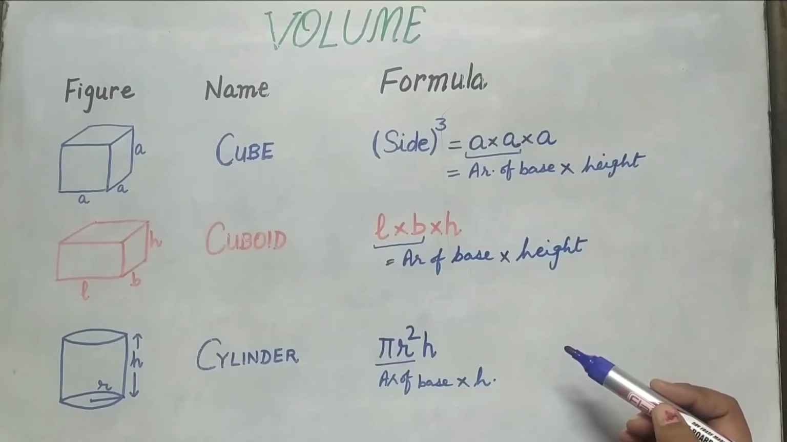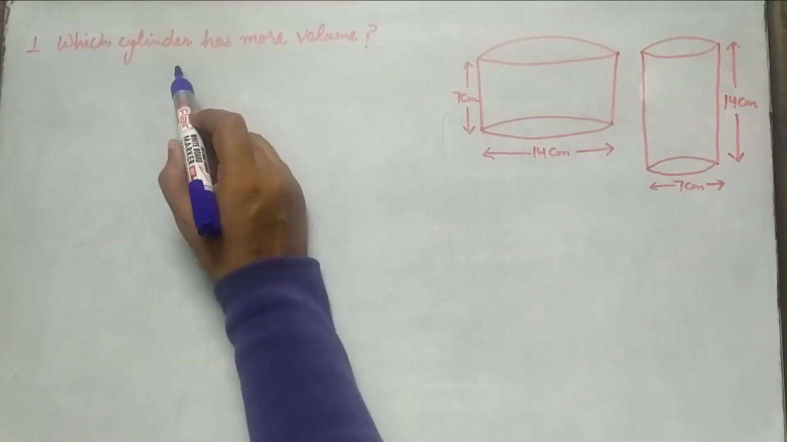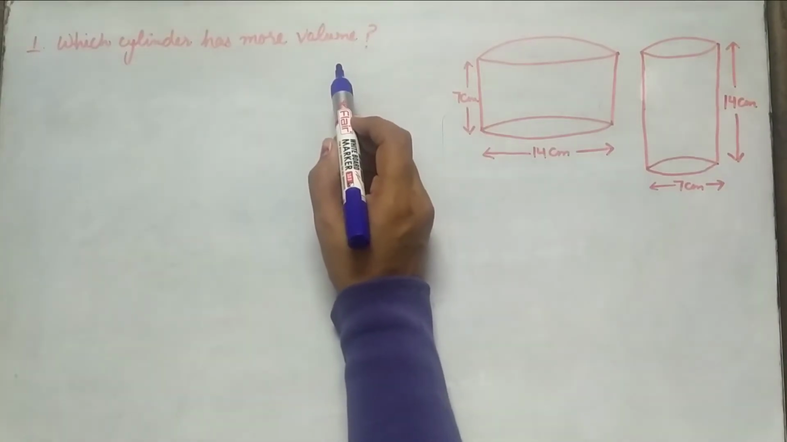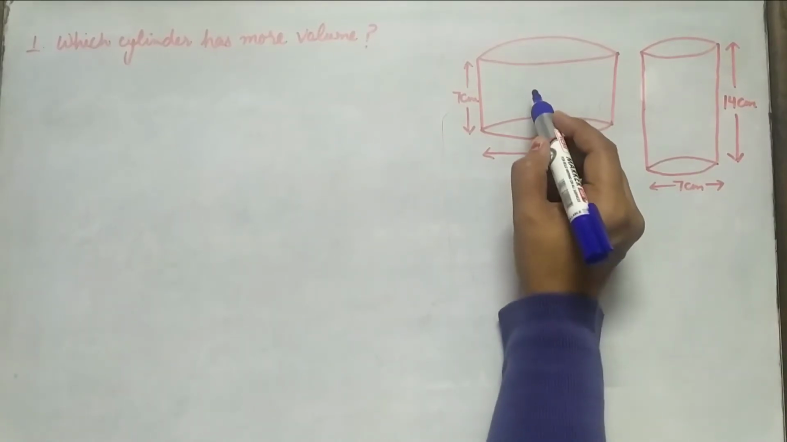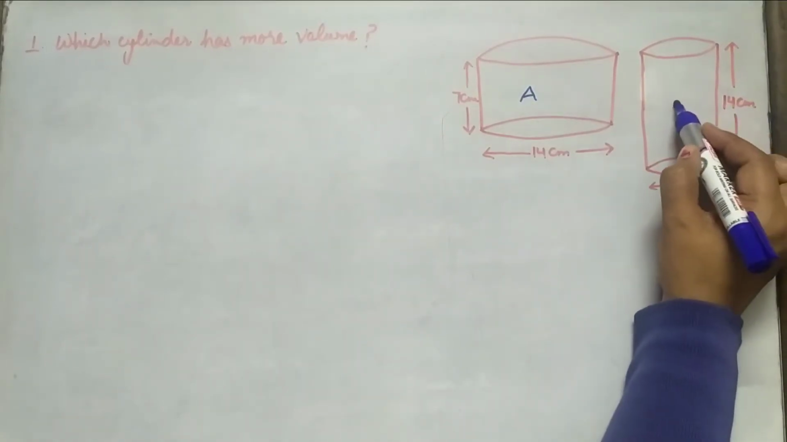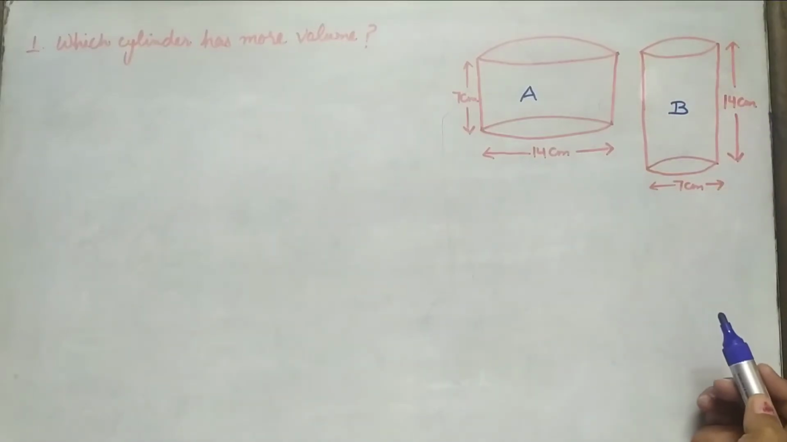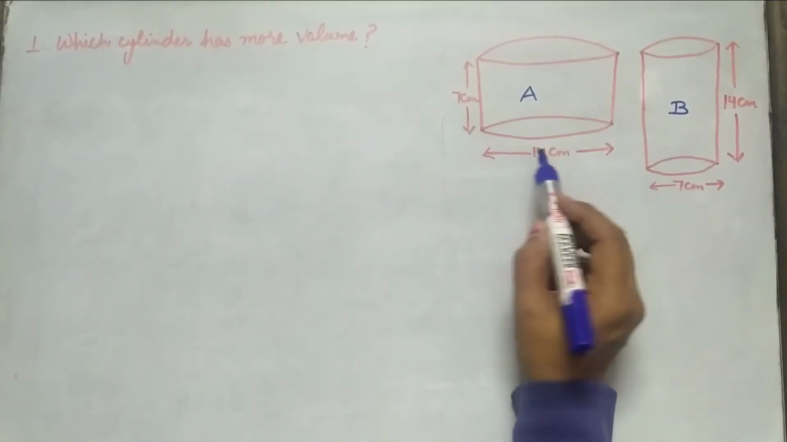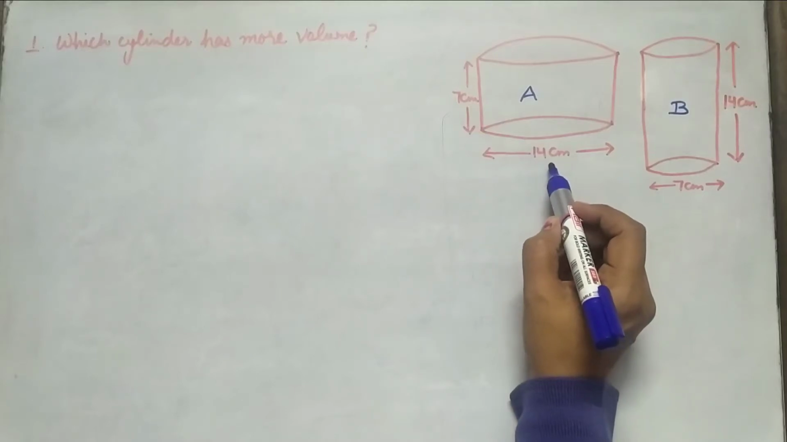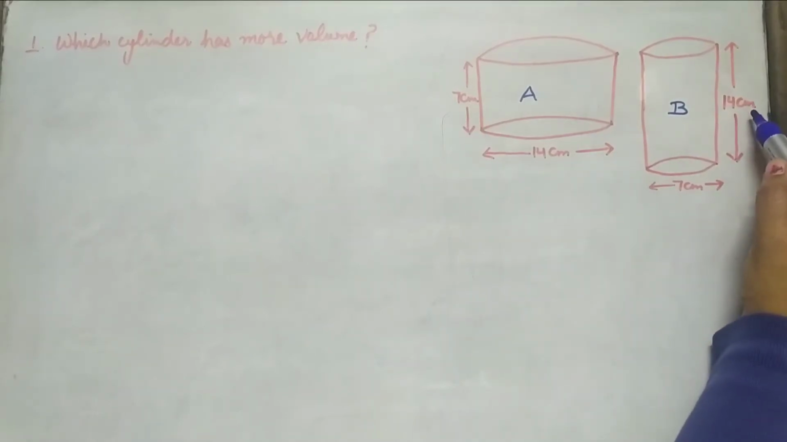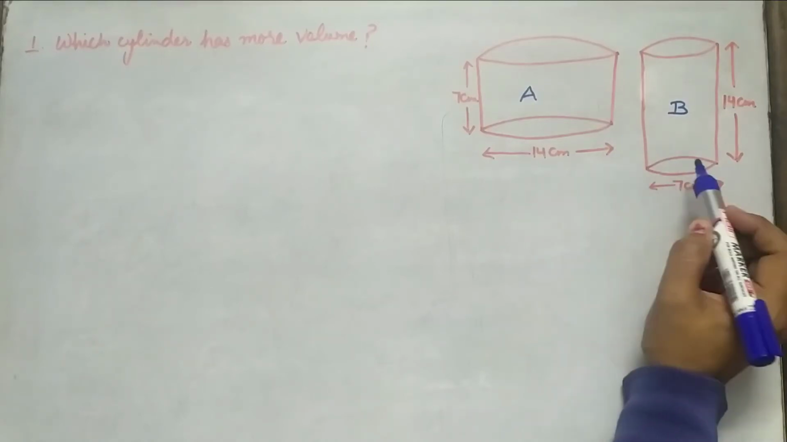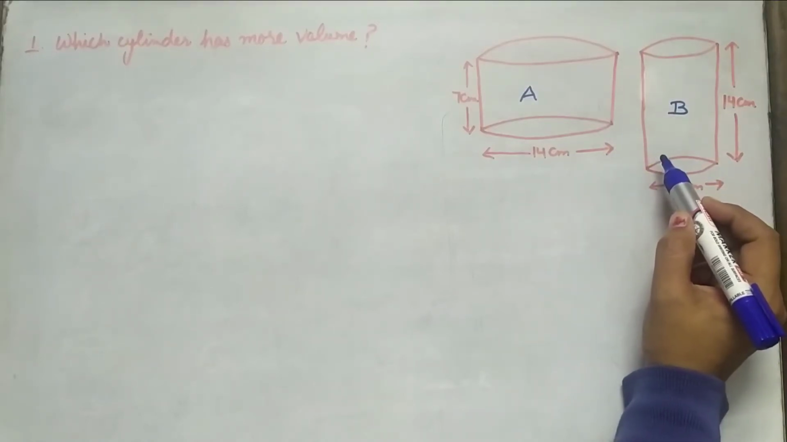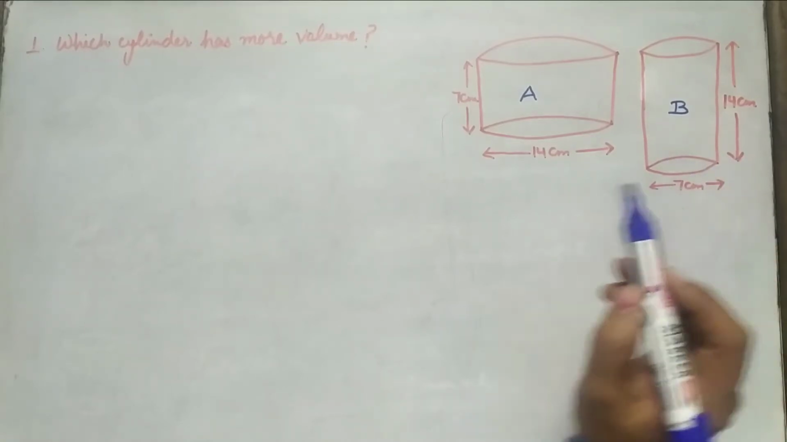The first question says, which cylinder has more volume? We are having two figures, cylindrical figures. Let us call it as A and the other one as B. Here we see both have dimensions 7 cm, 14 cm. So we can say that both may have same volumes. But let us check the volume of both by using the formulae.